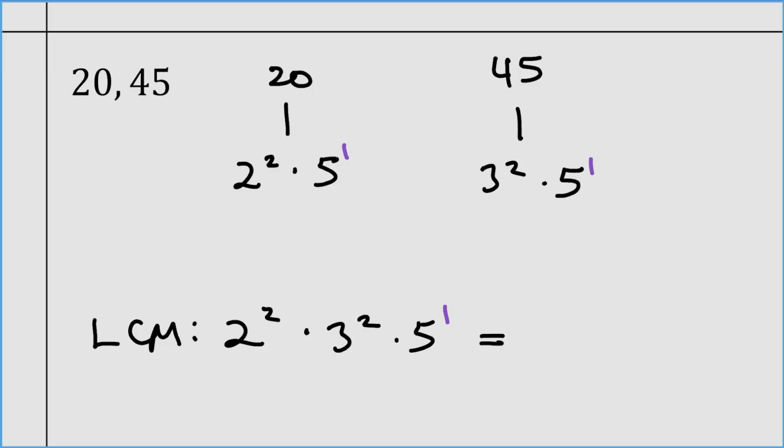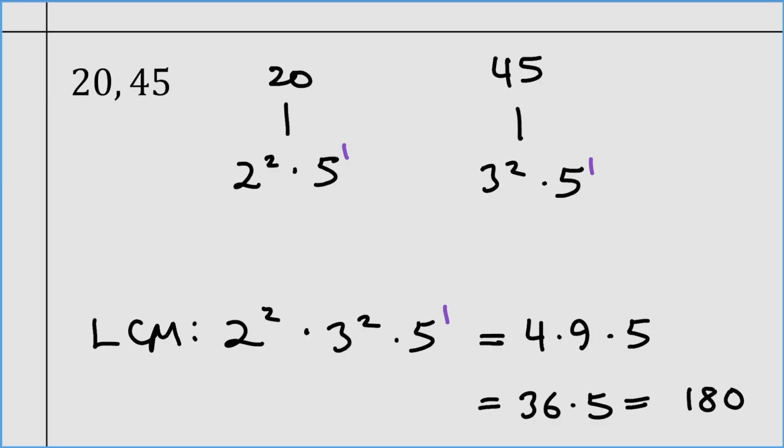Now we need to evaluate this. 2 squared is 4, 3 squared is 9, times 5. 4 times 9 is 36, times 5 is 180. So the least common multiple of 20 and 45 is 180.